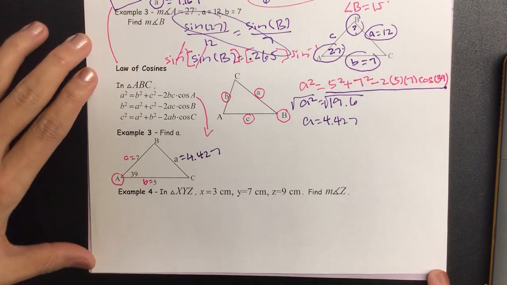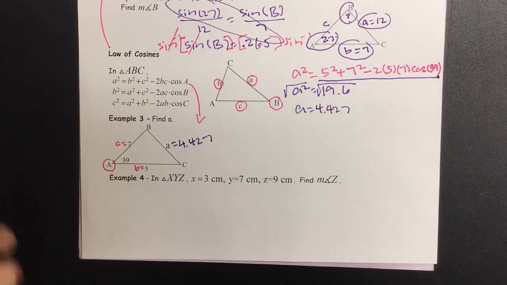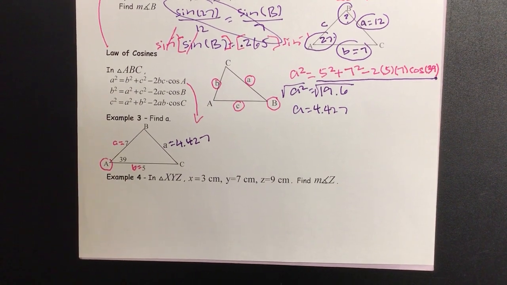Example 4. Just go with it. Just go with it, yes. For example 4, what is missing? We want a picture, right?